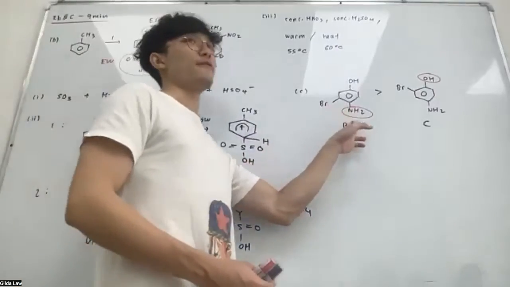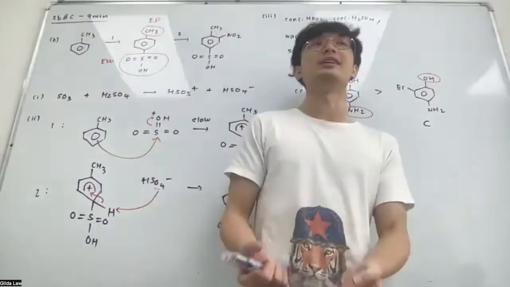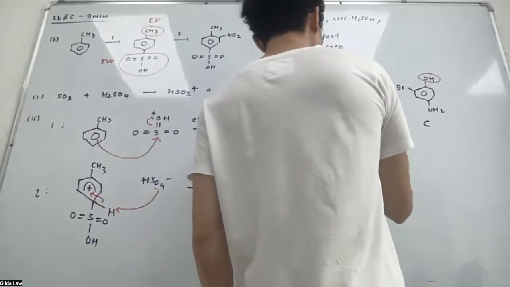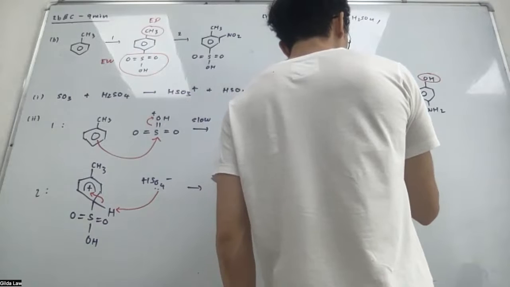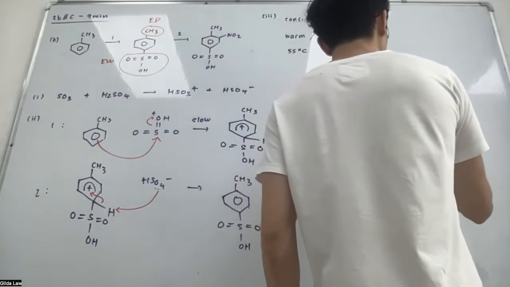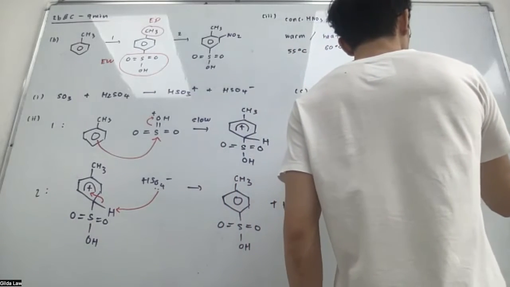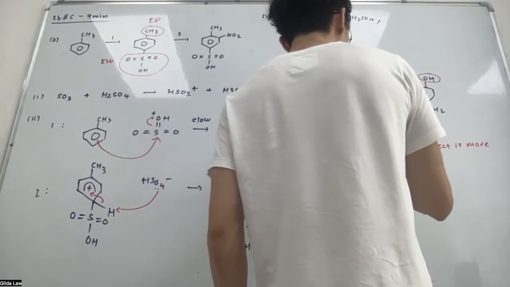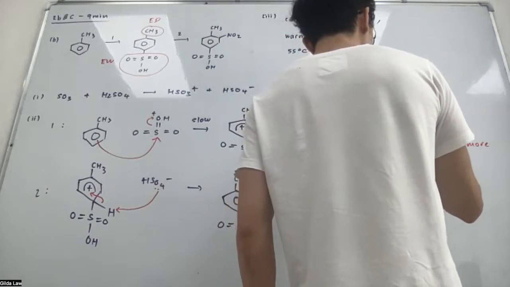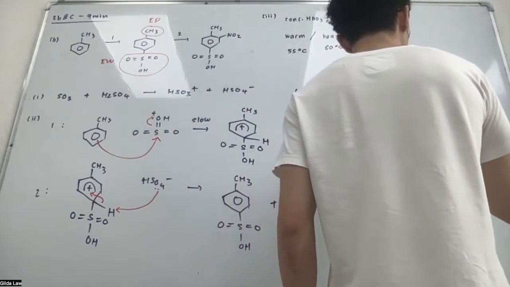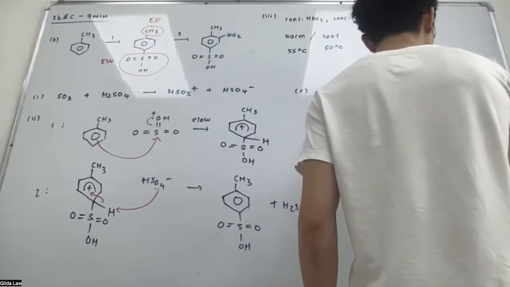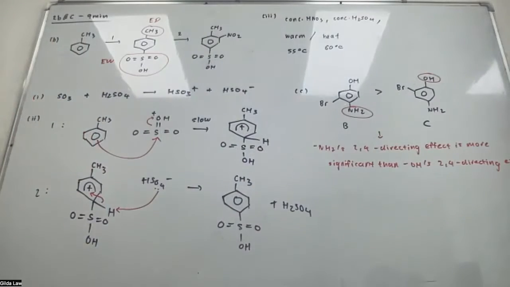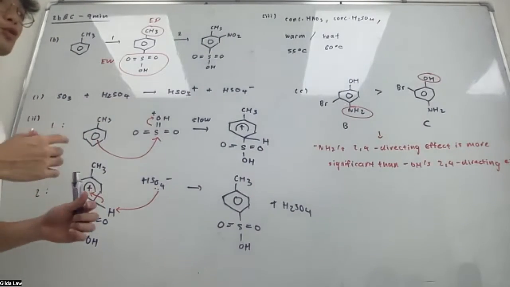NH2's directing effect is the one you follow, so it is more significant in that sense. Let's answer our question backwards. If B is preferred to C, it implies that NH2's 2,4 directing effect is more significant. Remember, the main idea behind this question is that directing effects are a competition. You must always follow the directing effect of the stronger one, the more activating substituent.